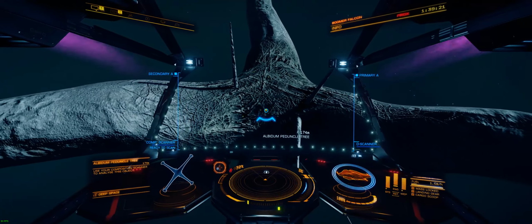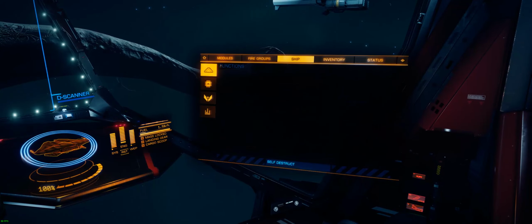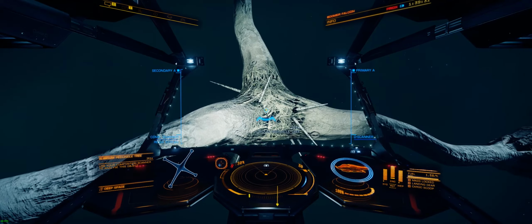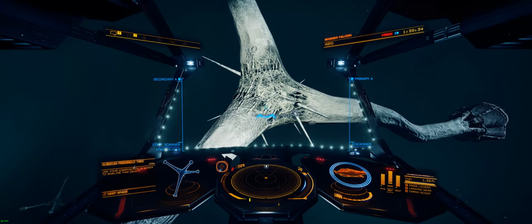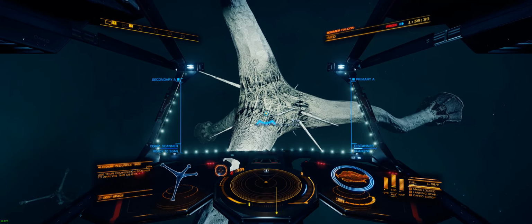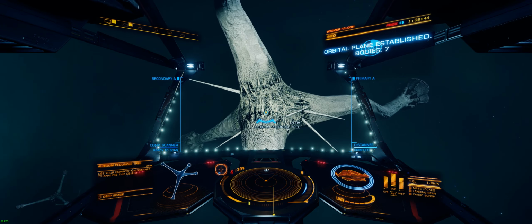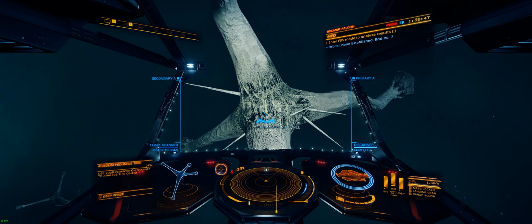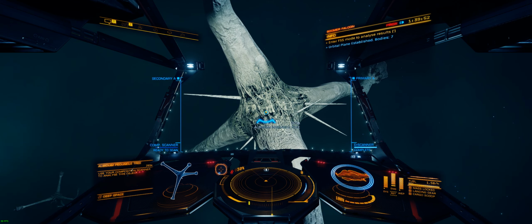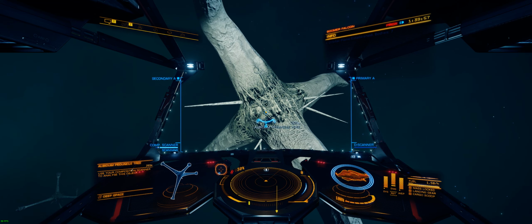This next point of interest contains Albidum Peduncle trees. Performing a discovery scan next to the tree caused no response. A composition scan of the tree provided some details on its structure.